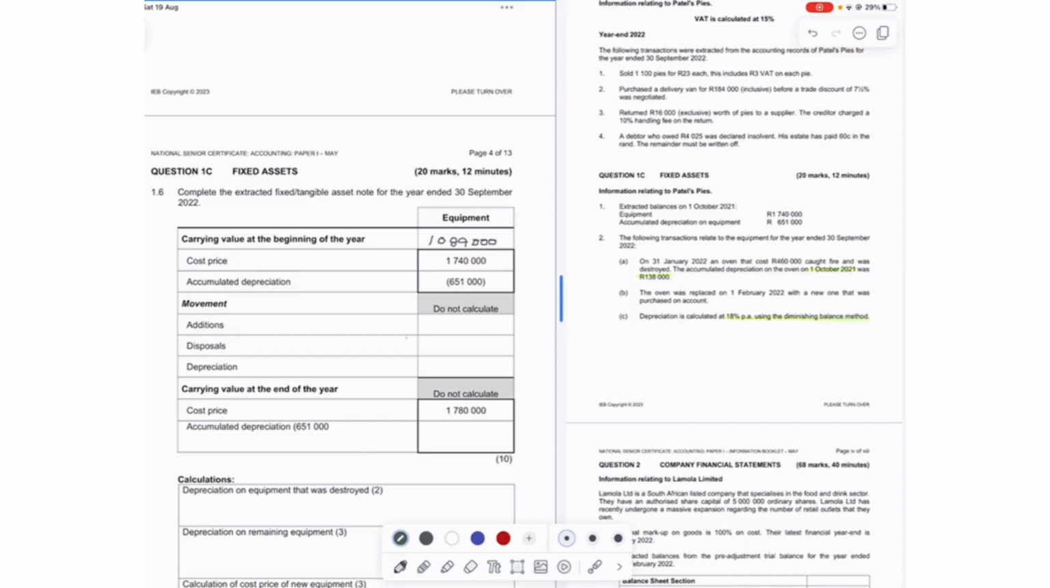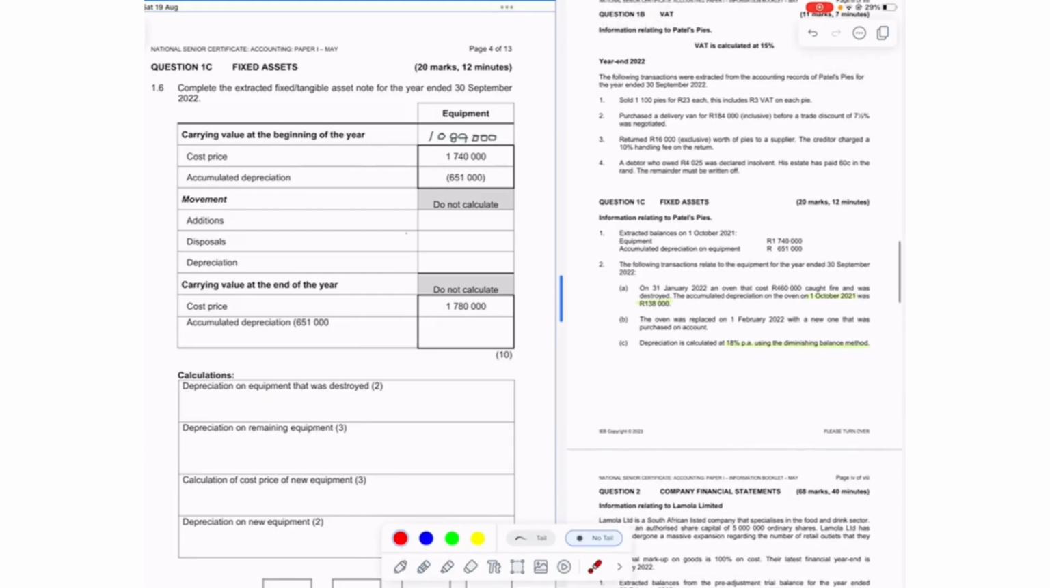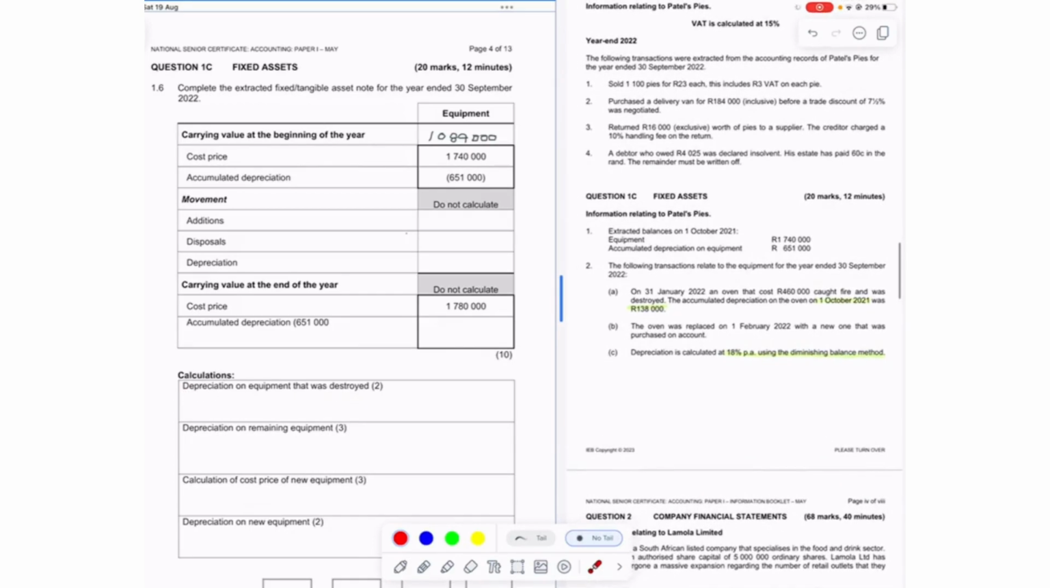Now we've got to do the additions, the disposals, and the depreciation. They've given us some blocks down here for the calculations, which we're going to work with now. We're going to calculate the depreciation on the equipment that was destroyed. Okay, so let's go back to this question. They give us the accumulated depreciation at the beginning of the year. So you know that you have to depreciate to the date of sale. So let's do that. It's on the diminishing balance method.